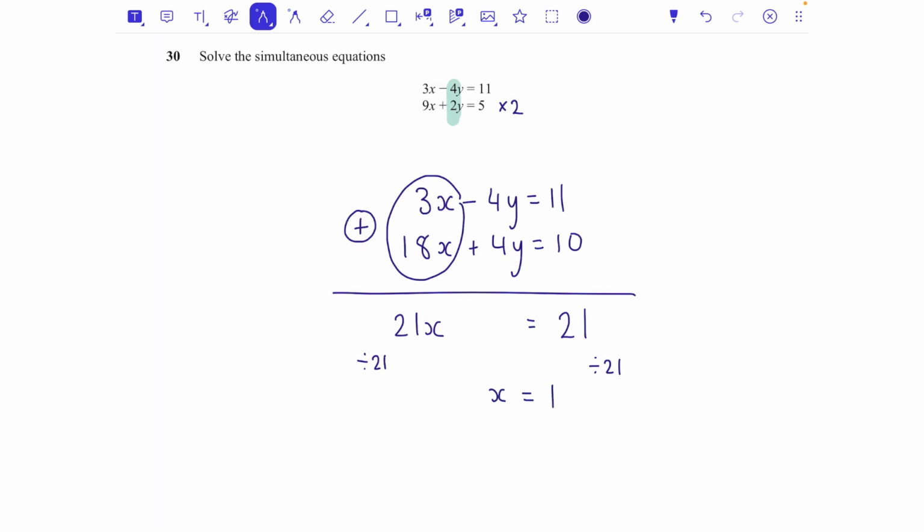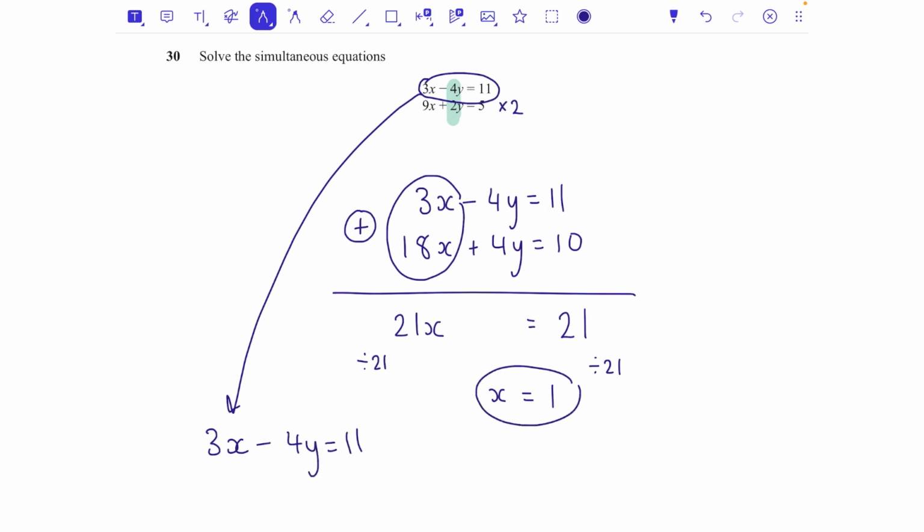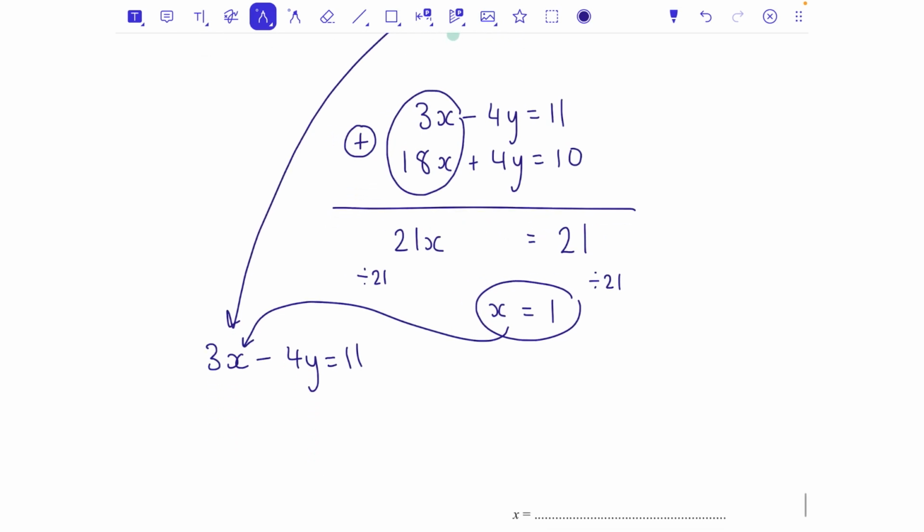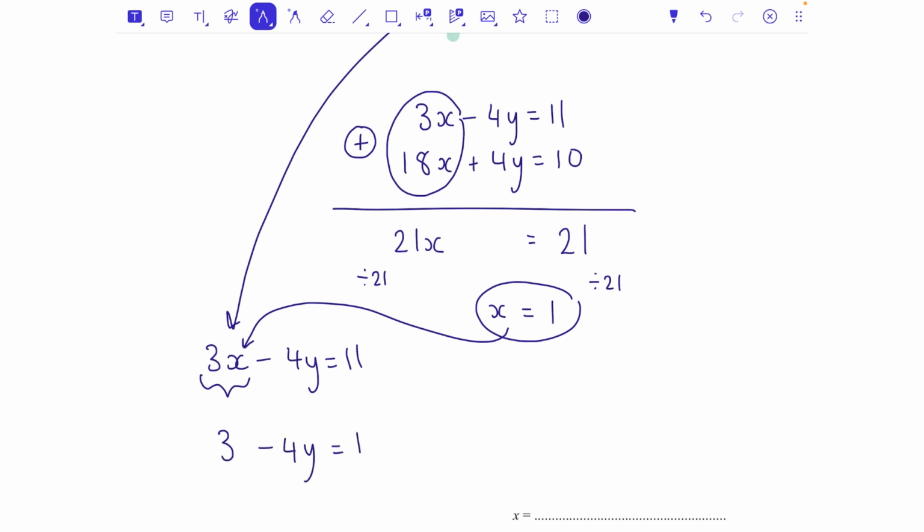If you know that x is 1, let's put that back into either of the equations that we started with. It does not matter which one you pick. You could pick the top one or you could pick the bottom one. I'm just going to pick the top one because why not? So I'm going to write it out again. 3x minus 4y equals 11. But I now know that x is 1. So I can pop that where the x is. 3 times 1 is 3. So this is worth 3. 3 minus 4y is 11.